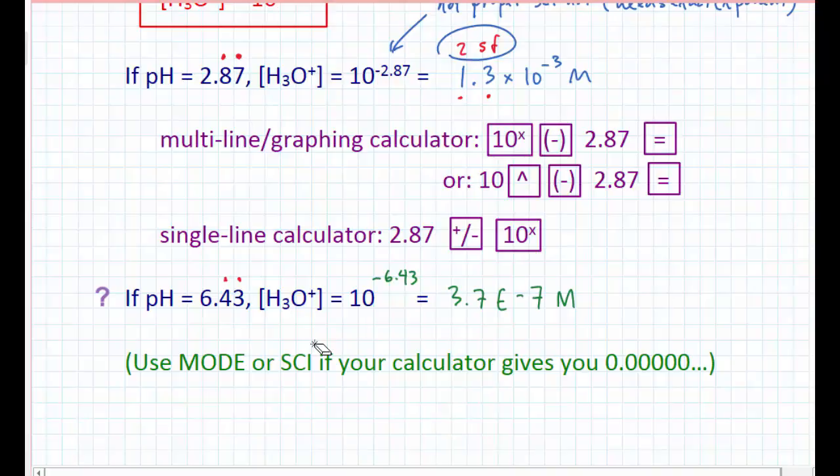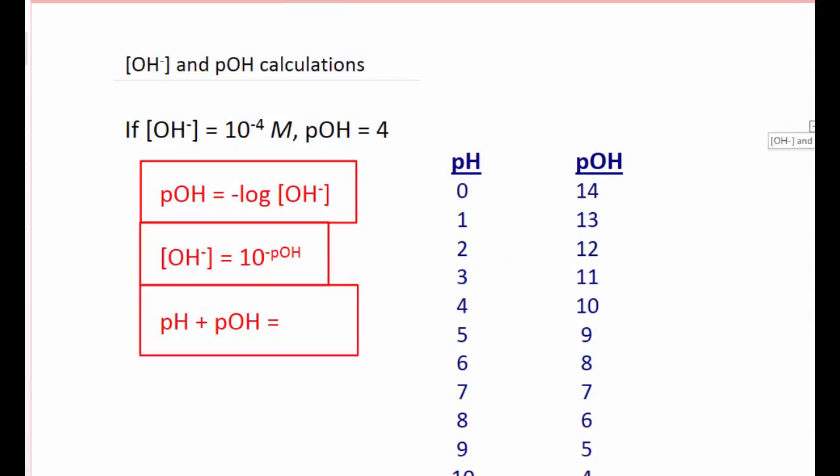So let's go on to OH. Remember, hydronium was the acid ion, the ion created by acids. Hydroxide is the ion created by bases, and those two have an inverse relationship with each other. But we can perform all the same calculations with OH that we did just like before. So if you're given a hydroxide ion concentration like that, the P value is now pOH. It's not pH, it's pOH. Going this other direction.